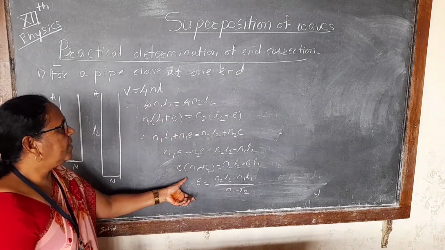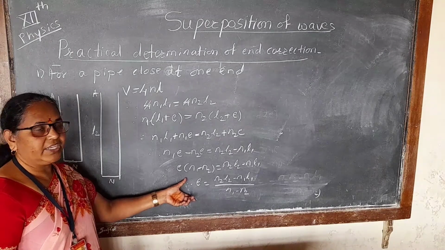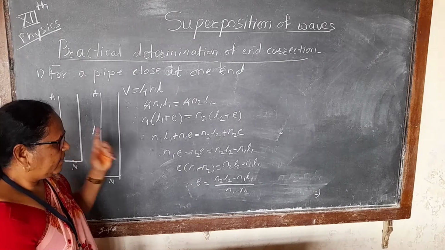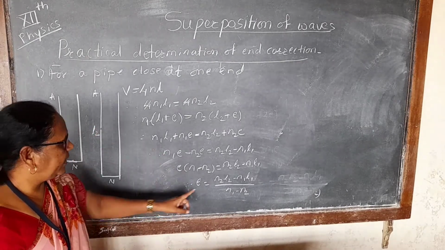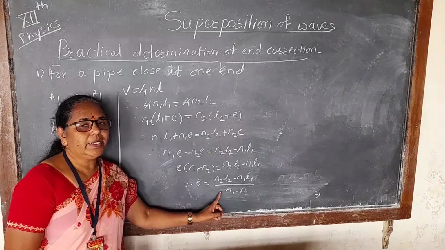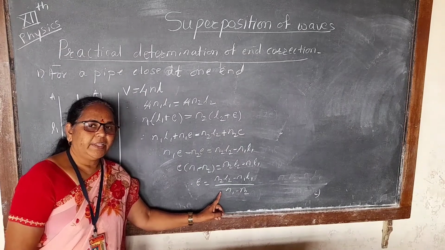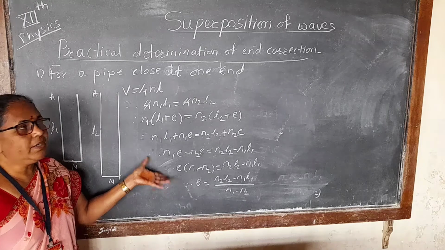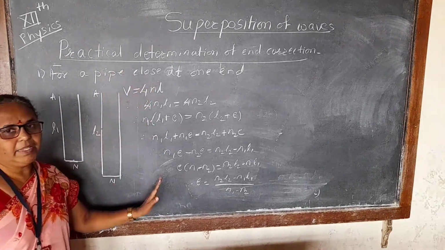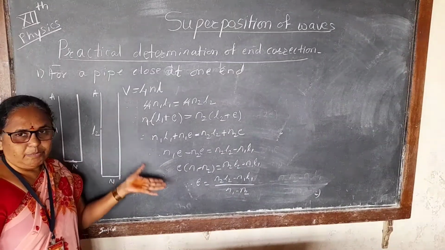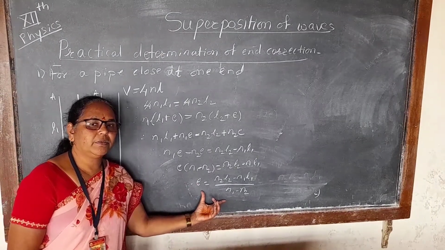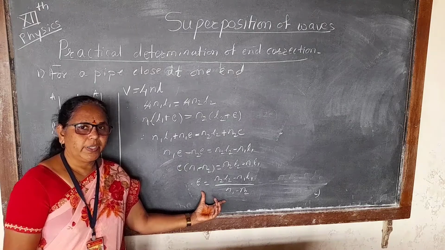So this is the formula for the determination of end correction using the pipe closed at one end. Just for a pipe open at both ends, you have the 2 in the denominator. Everything else is the same. So this is the determination practically and mathematically. It can be asked in the question, but you have to remember this formula for applications or to solve the examples. Okay, thank you.